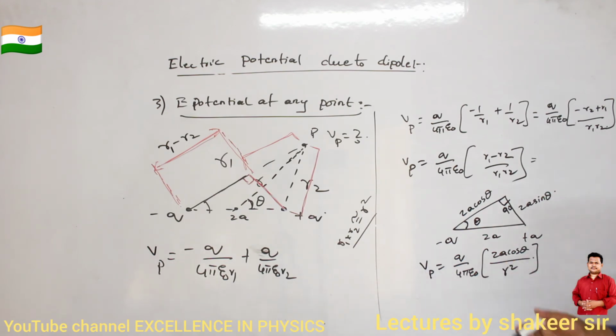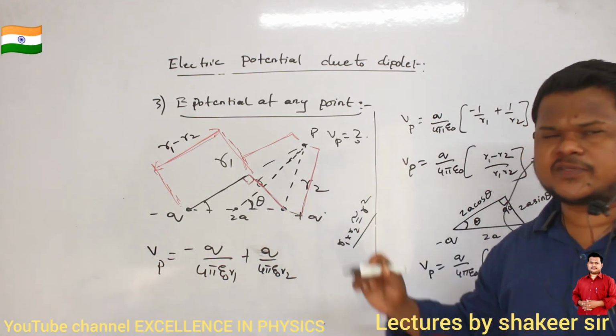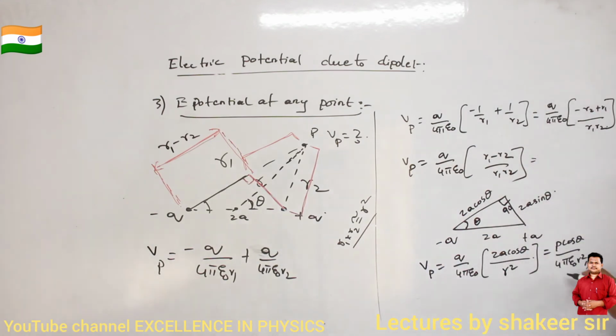Q into 2a, the dipole moment, P. So therefore, P cos theta divided by 4 pi epsilon naught into r square. So this is the answer which I got. Are you able to understand? So therefore, the electric potential at any point which is making an angle of theta with respect to the center of this dipole is given by this relation.